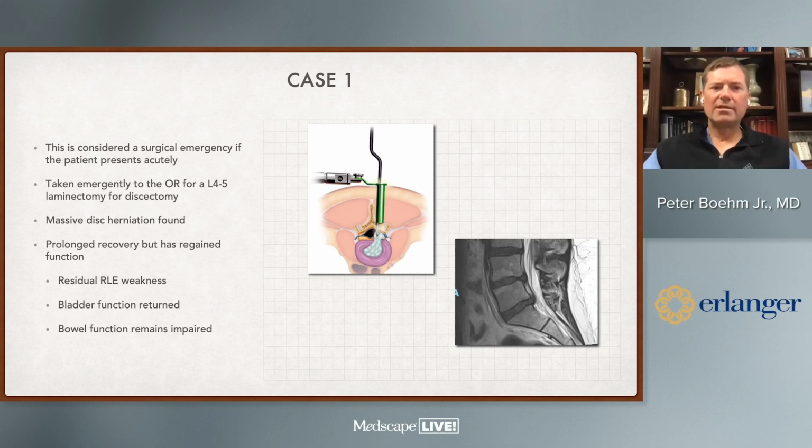So as I've said before, this is a surgical emergency. If the patient presents acutely, then this needs to go to the operating room immediately. There is no role to attempt conservative management. And that's exactly what we did. The day of her presentation, we took her directly to the operating room after the MRI, confirmed what we thought, for an L4-5 laminectomy for discectomy.